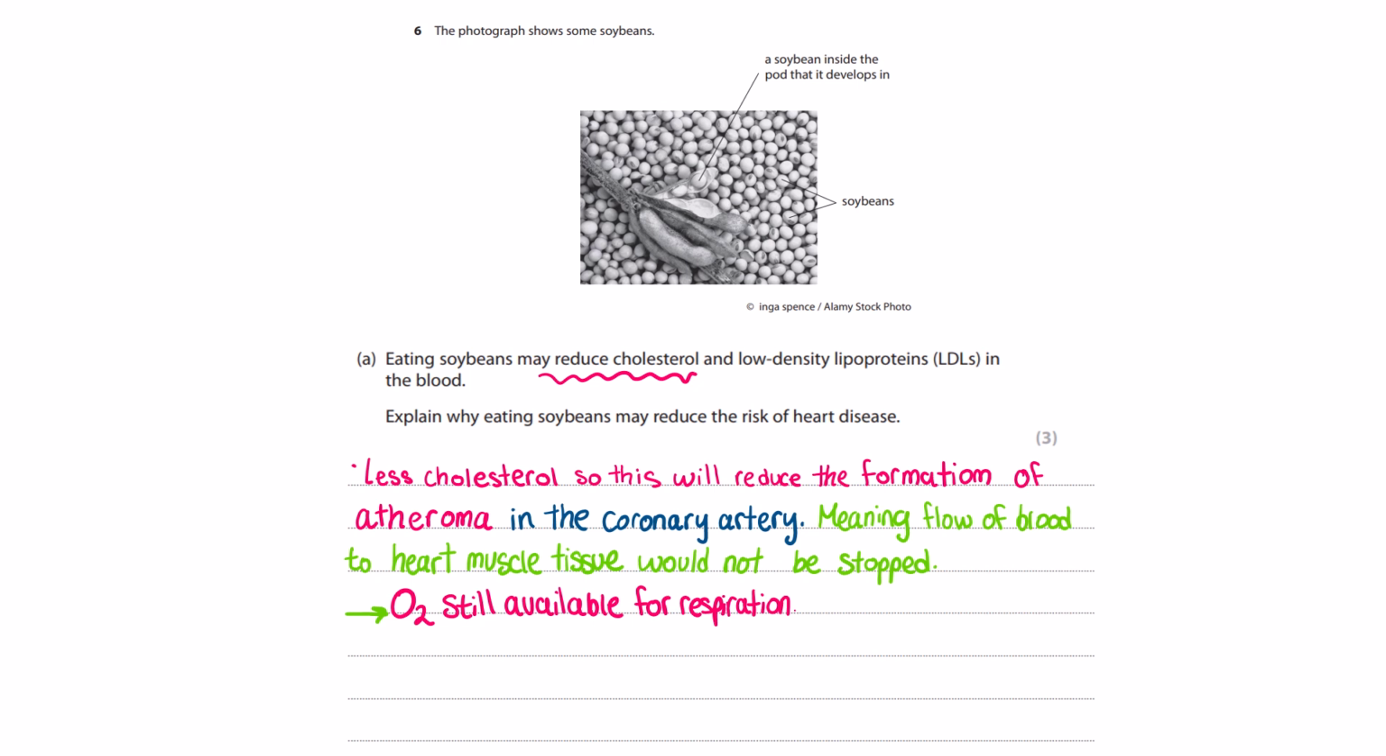Okay, question number 6. The photograph shows some soybeans. We have soybeans over here, just a general picture. So, eating soybeans may reduce cholesterol and low-density lipoproteins, LDLs, in the blood. Explain why eating soybeans may reduce the risk of heart disease. Well, less cholesterol, so this will reduce the formation of atheroma in the coronary artery. Okay, it's important to note that atheroma occurs in the coronary artery, meaning blood flow to the heart tissue will not be stopped. So this means that oxygen is still available for aerobic respiration.